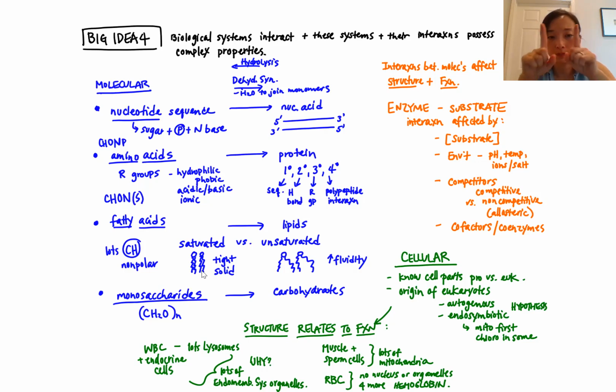The nonpolar tails tend to stick together more closely, as opposed to unsaturated lipids that have double bonds, and the double bonds form what we call kinks. So there's a slight bend in the tail of the fatty acid, which allows for greater movement between the tails. So these are typically your liquids at room temperature and increase the fluidity of your membrane.